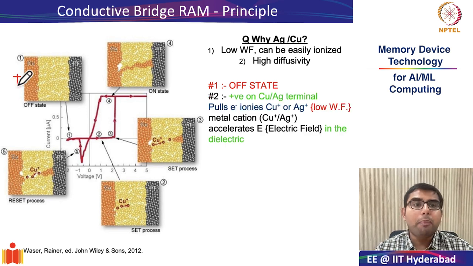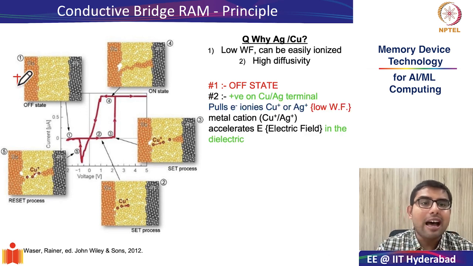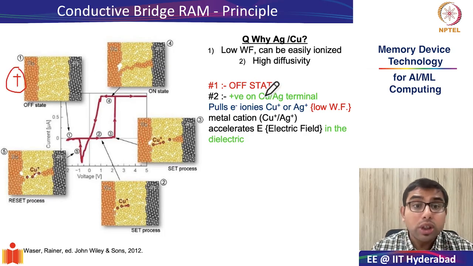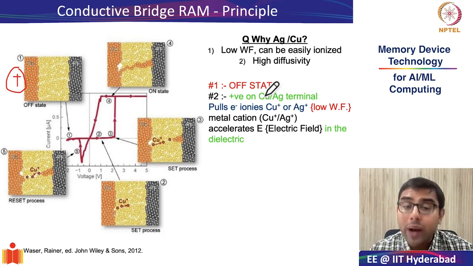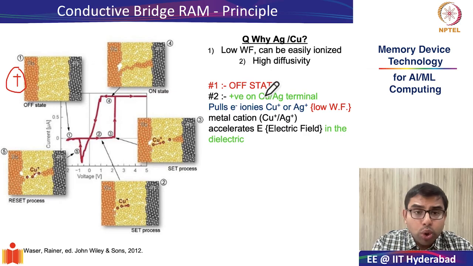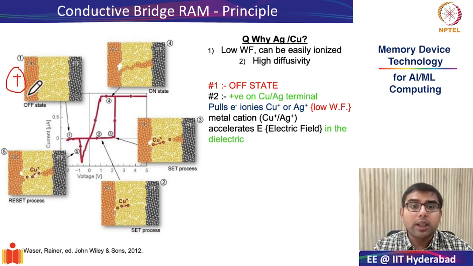Now, when you start applying positive bias to this top electrode, two special things happen. The first thing is that this positive bias on the top electrode easily ionizes copper and silver. Why? Because you had chosen them as low work function metals. So they ionize copper by pulling out electrons through this positive bias.